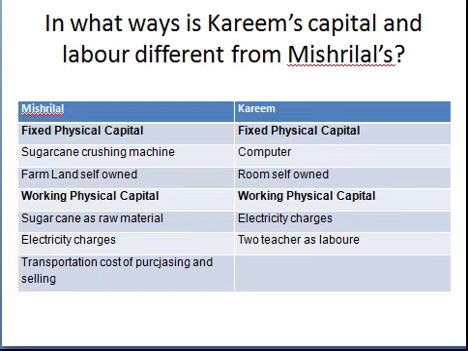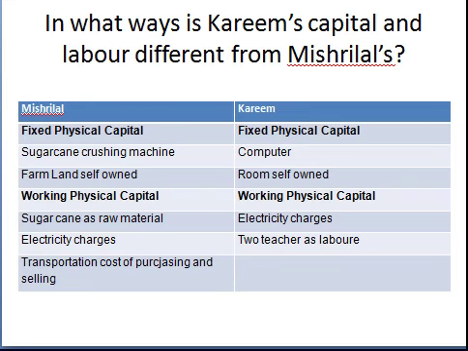The first question: in what ways are Kareem's capital and labor different from Mishrilal's? We can see that in Mishrilal's case, the fixed physical capital is in the form of the sugarcane crushing machine and the farmland, which is self-owned. In the case of Kareem, the fixed physical capital is in the form of computers and the room in which all these computers are installed, and this room is self-owned.